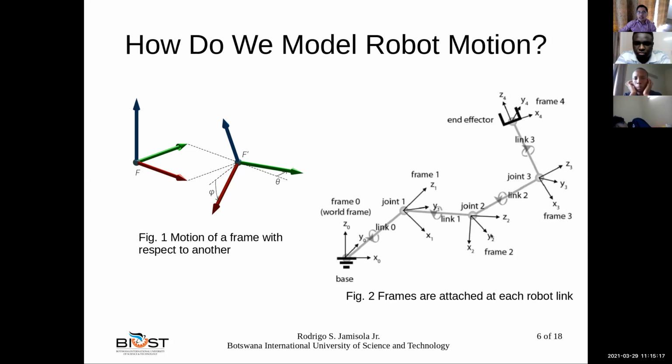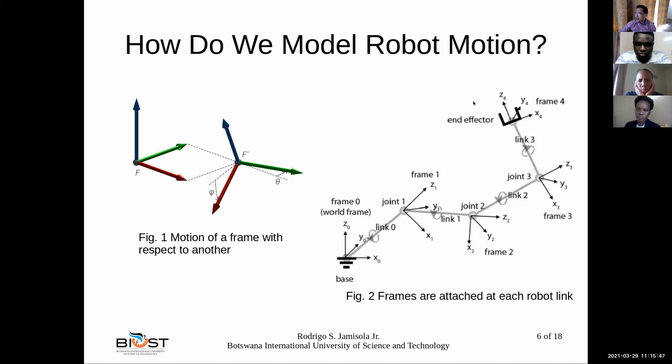And then all we need to know now is the relationship between one frame with respect to another: frame 1 with respect to 0, frame 2 with respect to frame 1, frame 3 with respect to frame 2, and frame 4 with respect to frame 3. And then all these relationships are defined by a matrix. And all we need to do in order to know the movement, the rotation and translation.